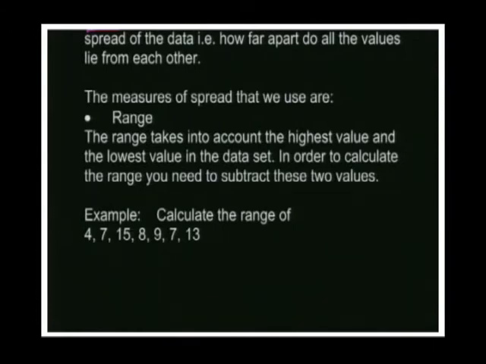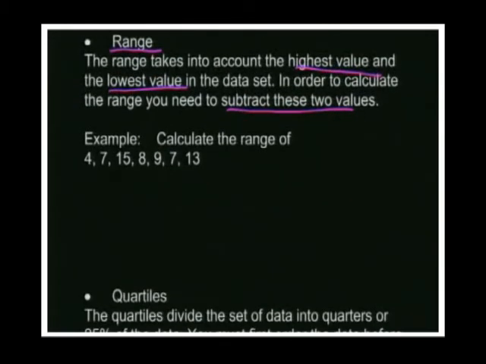There are two main measures of spread that we're going to use. The first one is the range. The range takes into account the highest value and the lowest value in the data set. In order to calculate the range, we subtract these two values. Calculating the range of this data, your easiest thing is basically to put it into order. You can do this by inspection, but I suggest you actually put them in order because invariably you will be needing the median at a later stage, or you might have already calculated the median like we have.